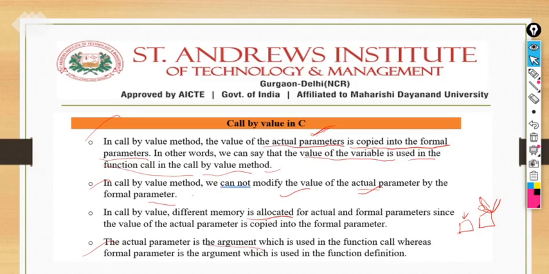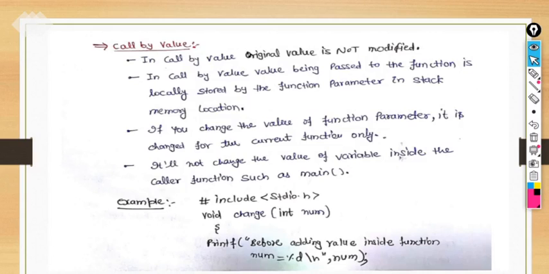We have already discussed the difference between an argument and a parameter. The actual parameter is also known as an argument, which is used in the function call, whereas the formal parameter is the one used in the function definition. I have already told you this. Next we have an example, and with the help of the example we will see these things.